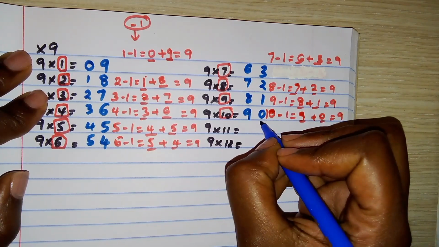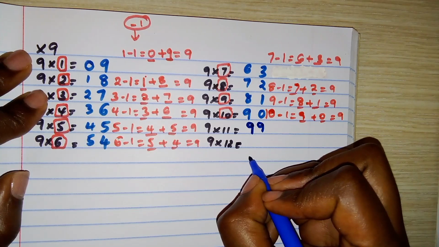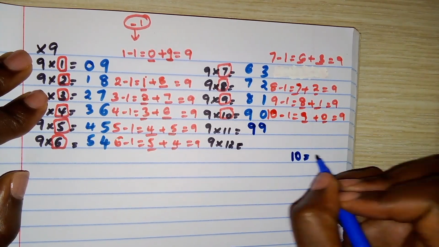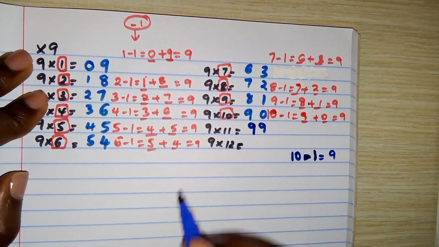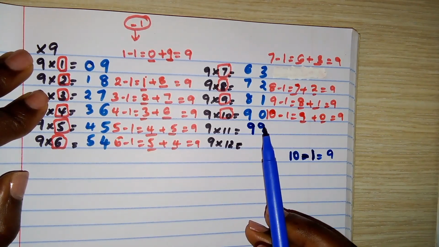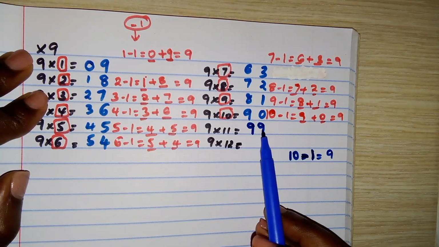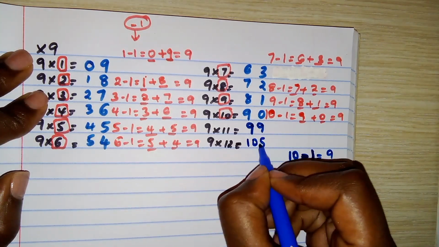Now to continue with this one, you just add 9. So 99. And another way of adding 9 is the same as 10 minus 1 will give you 9. So 90 plus 10 is 100, minus 1 is 99. 99 plus 10 is 109, minus 1 is 108.